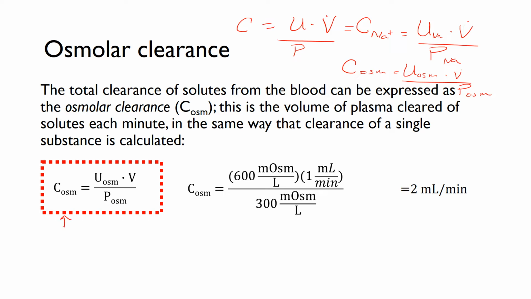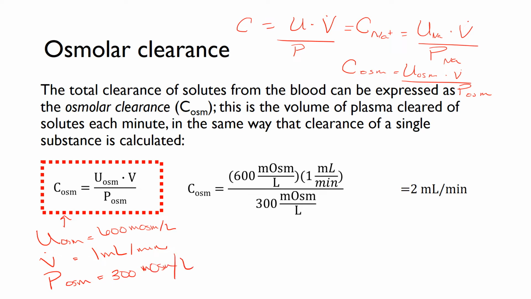And here we have an example. Let's say we have a urine osmolality equals 600 milliosmol per liter. We have a urine flow rate of 1 ml per minute. And we have the plasma osmolality equals 300 milliosmol per liter. Well, you plug these values into this equation and you get this second equation in the middle.